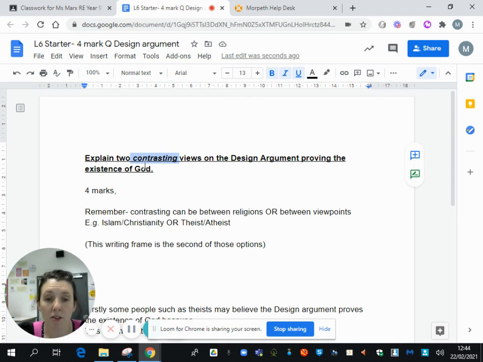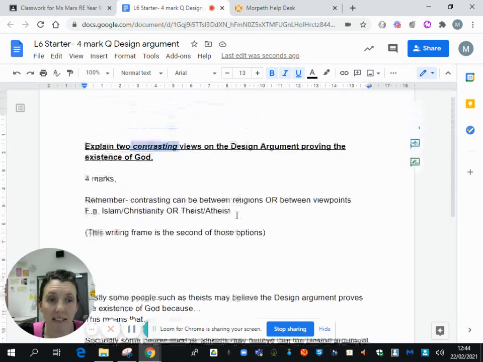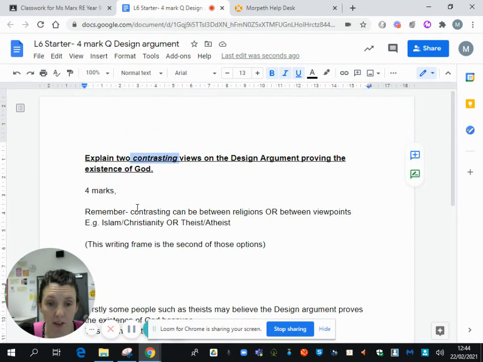Or you can do the contrasting as someone who would say, yes, it does prove the existence of God, could be Christian or Muslim, and then no, it doesn't prove the existence of God. That would be the atheist view, or agnostic, but you can do atheist view. So the writing frame I've got here takes that second way of contrasting, okay?